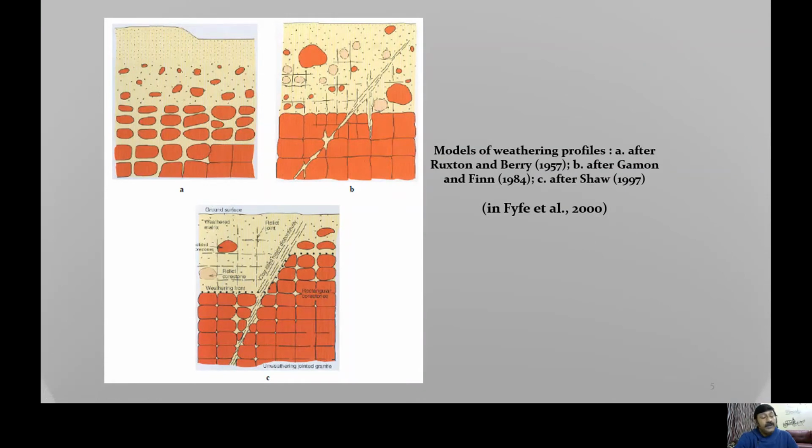And these kinds of profiles are very common, which are essentially controlled by the existence of major discontinuities like faults, some master joints, etc. And not only that, the discontinuities are also responsible for giving rise to some core stones, as we see here. Adjacent to that, we can find some relic joints. Core stones are essentially the rock boulders which are surrounded by more weathered profiles, as we can see here. So this is the most acceptable generalized weathering profile that is normally found in tropical and subtropical areas.